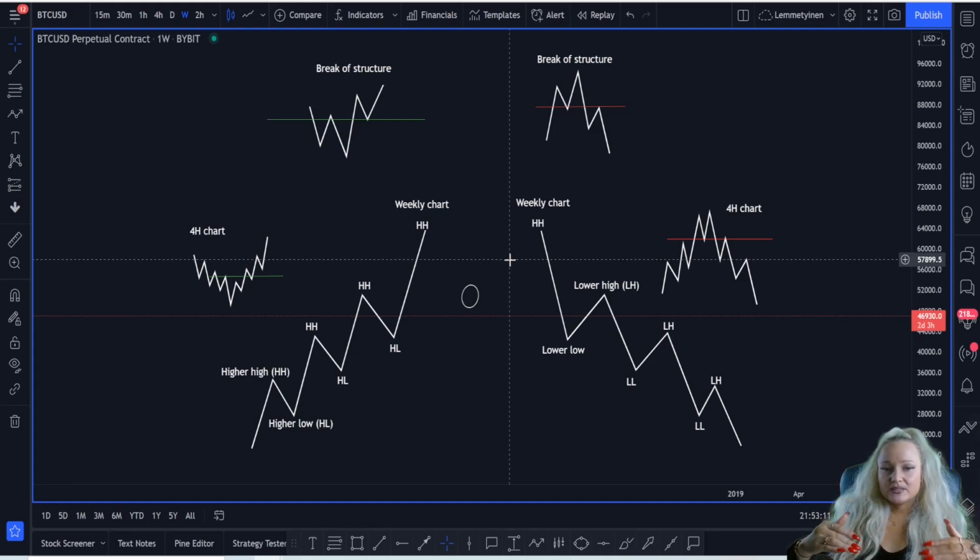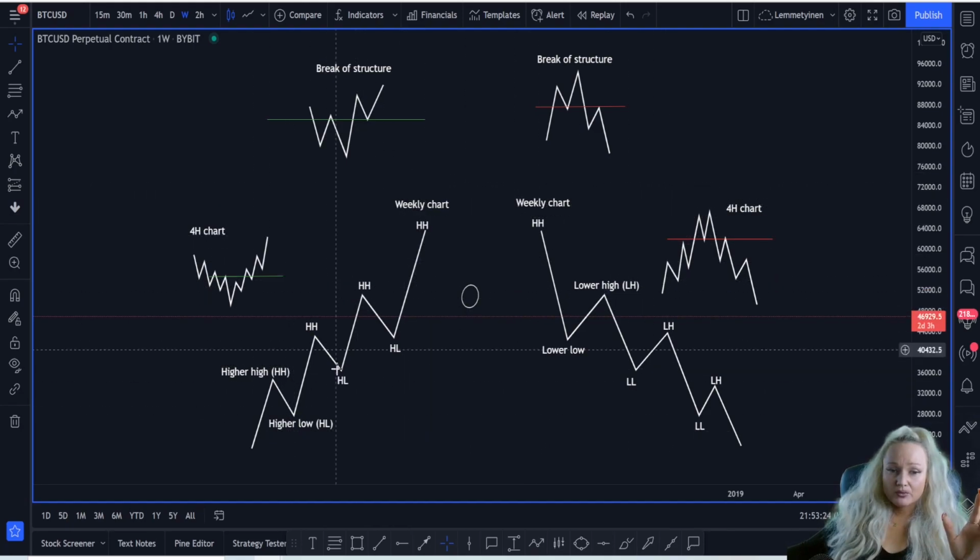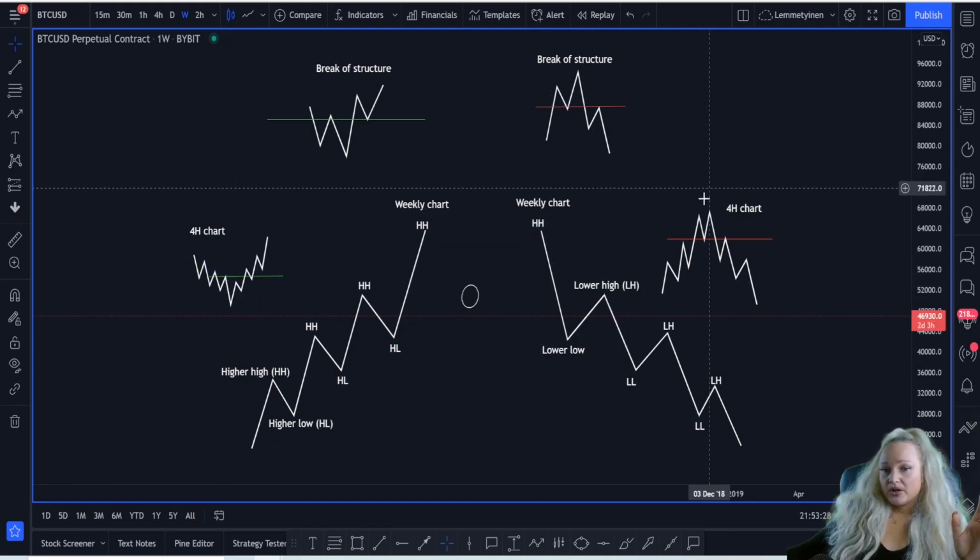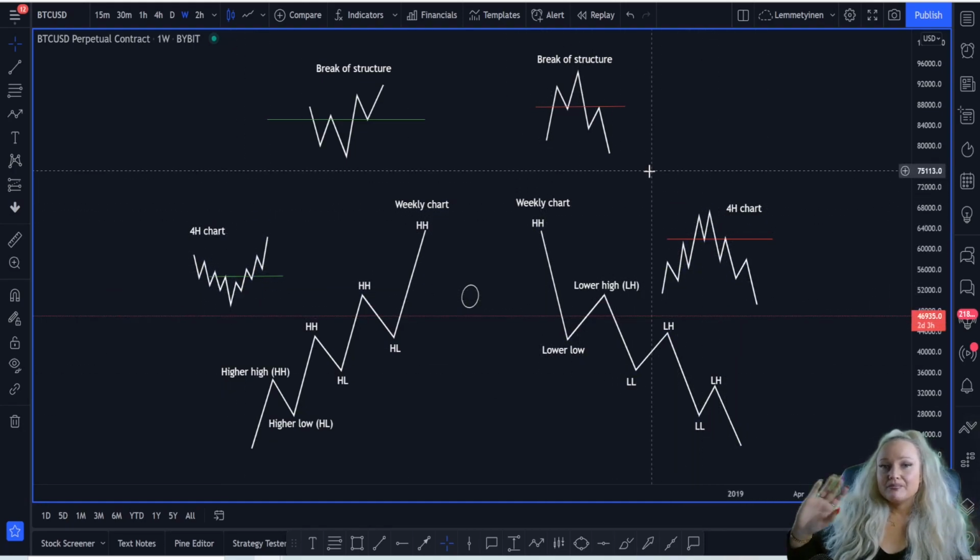You definitely need to learn how to use the right levels for you to be able to spot these breaks of structure. And it doesn't matter, this could also be an hour chart, and then this is the 5-minute chart. This could be the 4-hour chart, and this could be the 30-minute chart. It doesn't matter because the market is always doing the same thing.